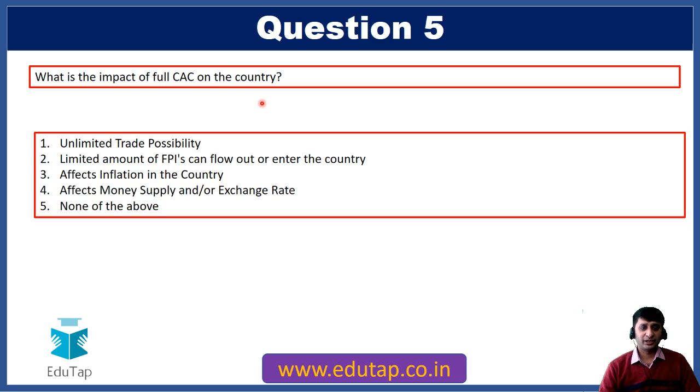So the options are: unlimited trade possibility, that it will lead to unlimited trade between the two countries; it will lead to a limited amount of FPIs that can flow out or enter the country; affects the inflation in the domestic country; affects the money supply or exchange rate in the domestic country; or none of the above.